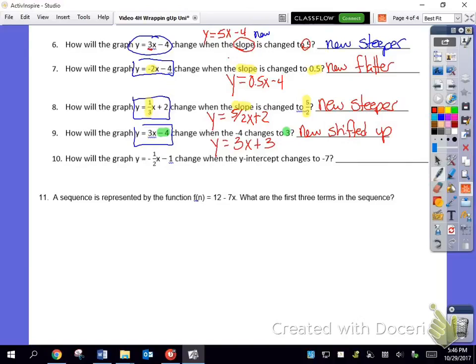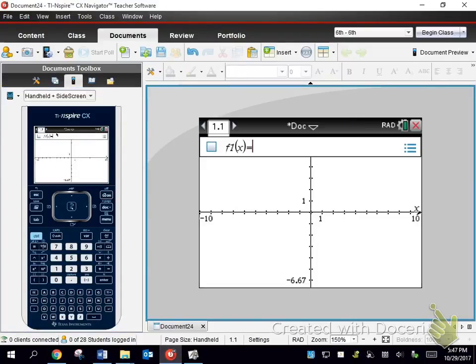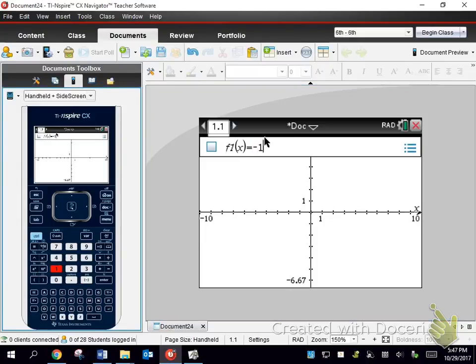And then the second one says, how will the graph y equals -1/2 x minus 1 change when the y-intercept, so the y-intercept is -1, it's going to change to -7. So this is going to be y equals -1/2 x minus 7. Now, the slope did not change. So remember, if the slopes are the same, it should be parallel. So we want to see if they're going to be parallel. And I went from -1 to a -7. So it should go down. -1. And then I have -1/2 x minus 7.